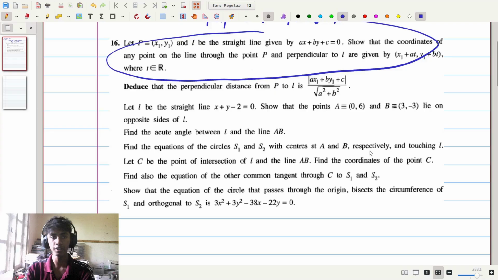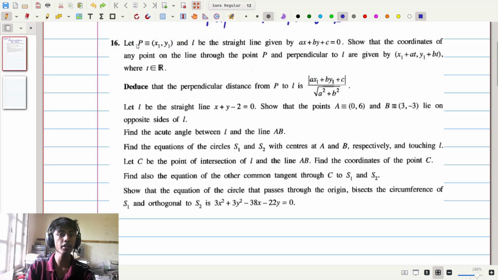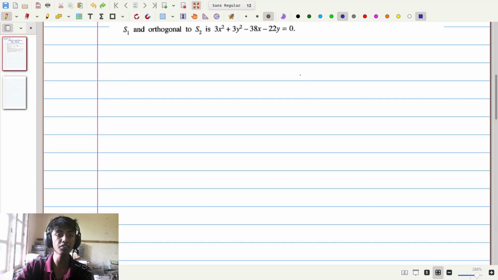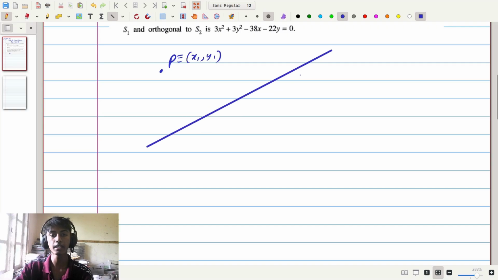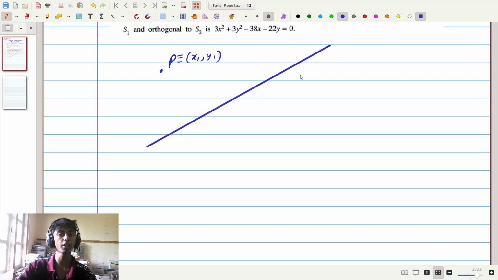Now to start off with the first part of this question, we need to consider exactly what the question is asking from us. The question is telling us there's a point (x1, y1) and a line L given by ax + by + c = 0. So if we draw those out, we have a point here which is given by (x1, y1) and a line L that is given by ax + by + c = 0.